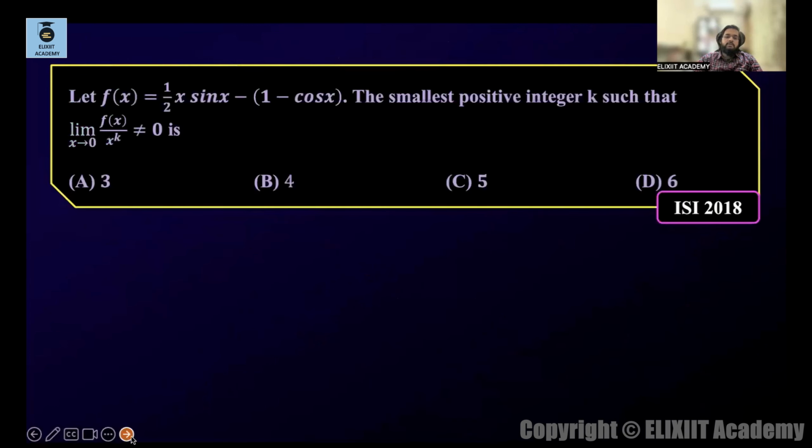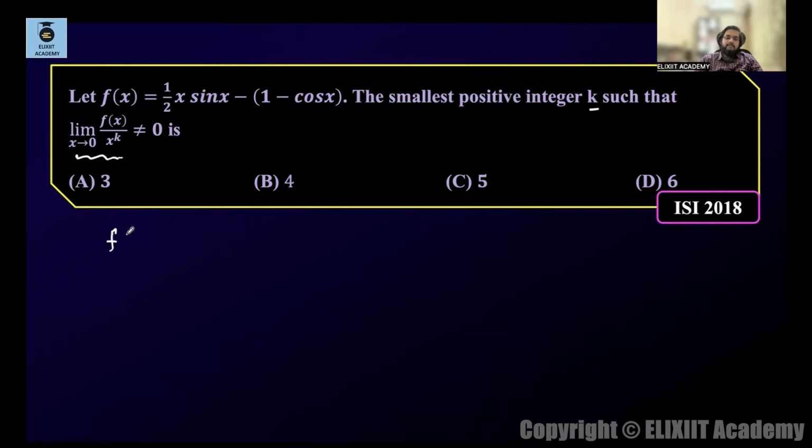Okay, let's move to the next question. Look at this. Here, a function is given. We have to find the smallest positive integer k such that limit x tends to 0, f(x) upon x raised to the power of k is not equal to 0. What is the meaning of this? We have to solve for k first of all. We need to find the value of k. If you carefully see, they are asking for the smallest possible value of k.